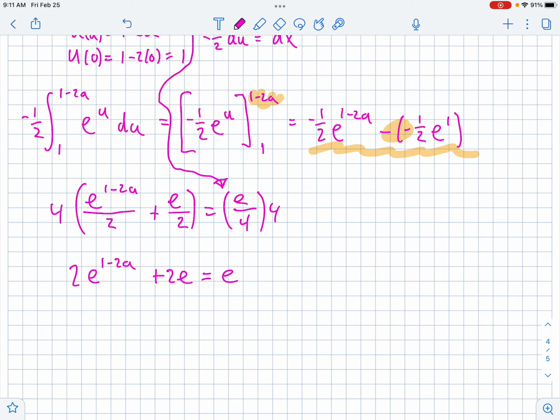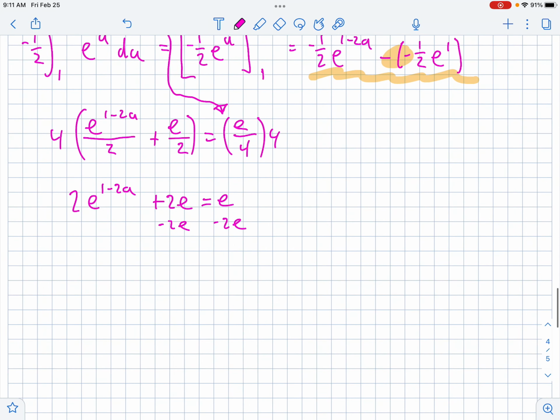Now we need to solve this. The way we're going to do that is, we can subtract e from both sides because these are like terms. Actually, instead of doing that, let's subtract 2e from both sides. So we get 2e to the 1 minus 2a is equal to negative e, I believe. Did I do that right? I feel like I screwed something up.